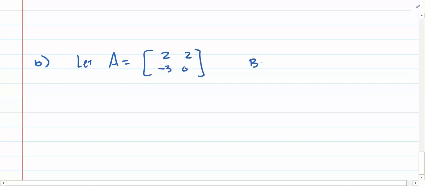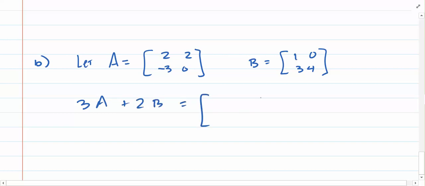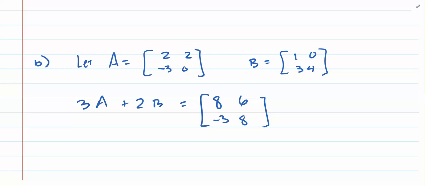And let matrix B be this matrix over here: 1, 0, 3, and 4. What would then 3A plus 2B end up being? Go ahead and work on that real quick. Did everyone get 8, 6, negative 3, and 8? Yes, sir. You guys are awesome.